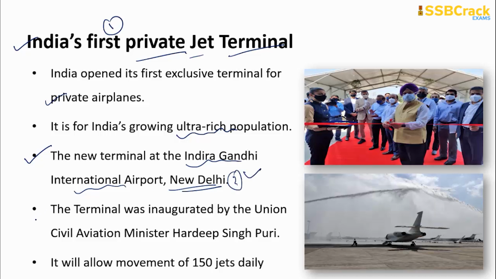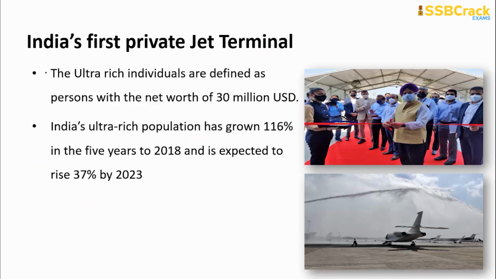The terminal was inaugurated by Union Civil Aviation Minister Hardeep Singh Puri ji, and this terminal is going to allow movement of 150 jets daily. So what is ultra-rich population? Ultra-rich population are individuals defined as persons with a net worth of 30 million USD.